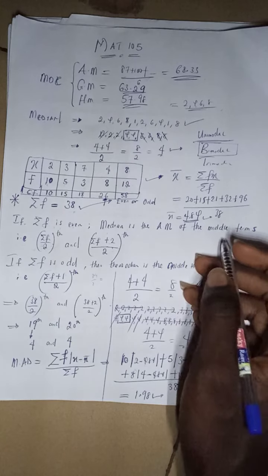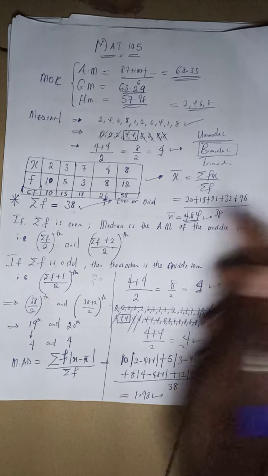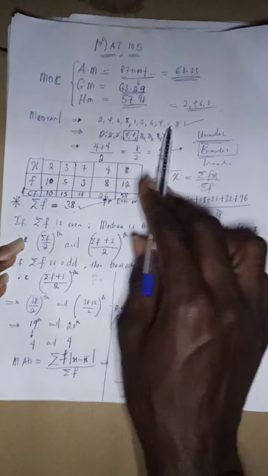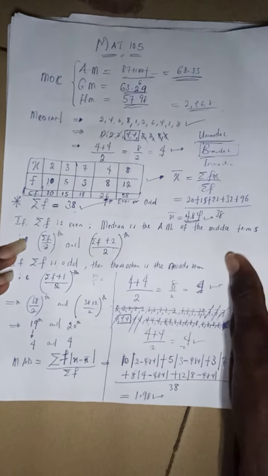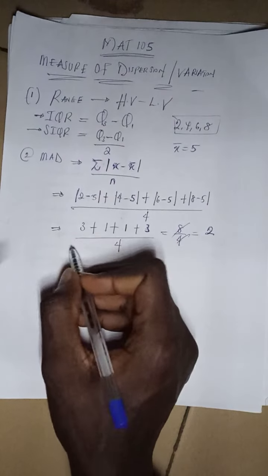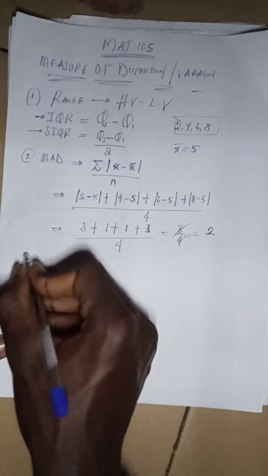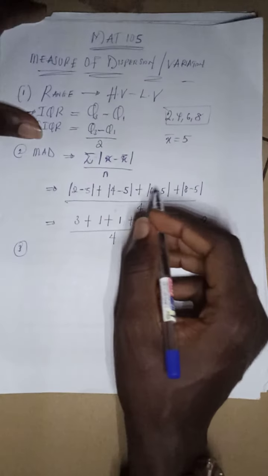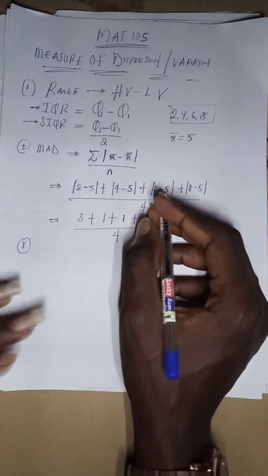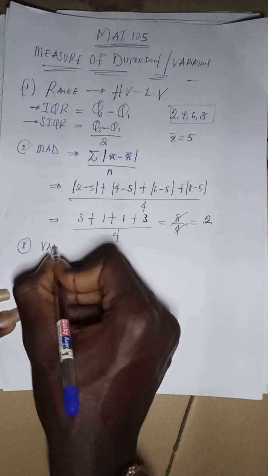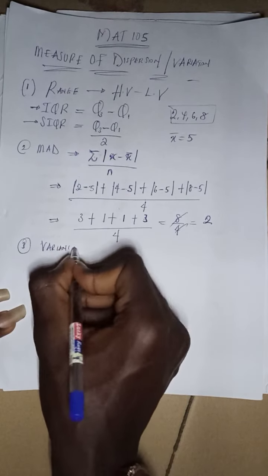So now that we understand how to find the mean deviation for this kind of table and for group data, since I've already explained that, we can continue with the next one, which is the third one. After mean absolute deviation, we have what we call the variance itself. How do we find variance?